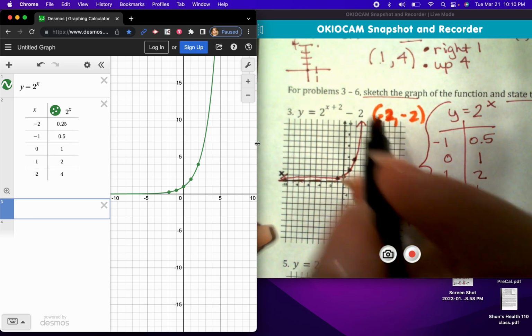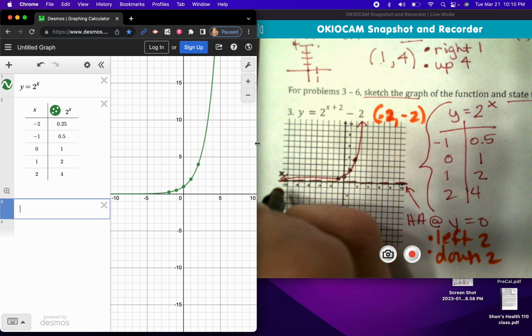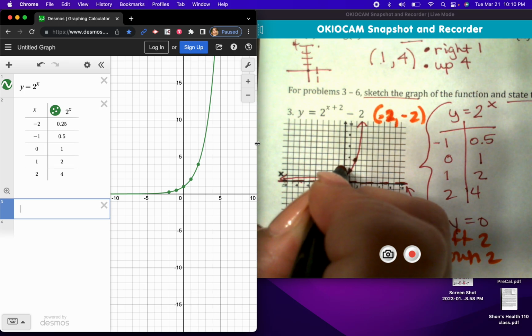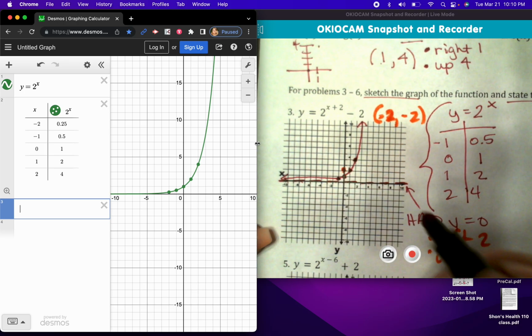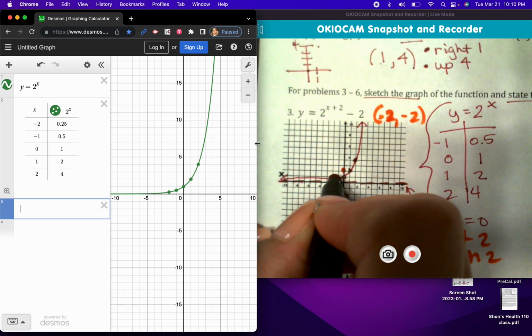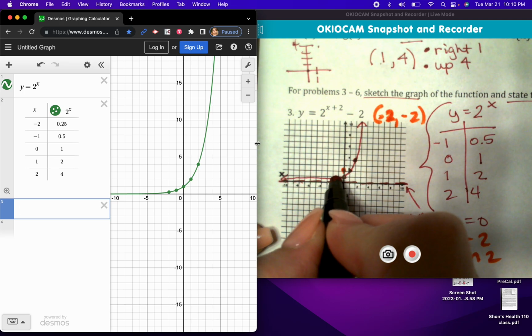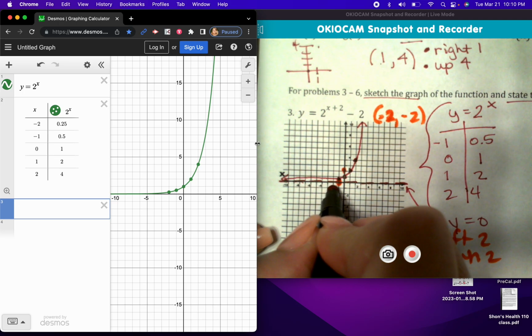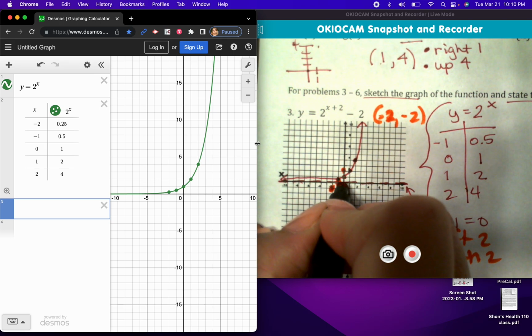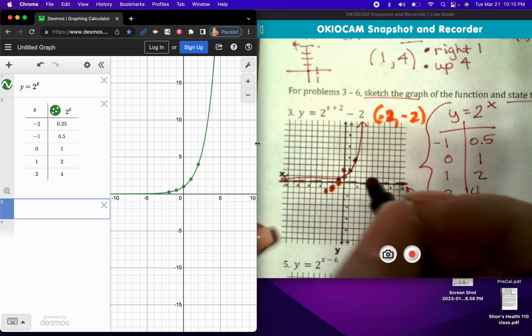Now what that means is that every one of these ordered pairs that we just plotted for 2 to the x is going to go left 2, down 2. So I'm going to put a new point with my new color. You want to use a different color if you can. Left 2, down 2. Now I'm going to take this point at 0, 1, left 2, down 2. And this point at -1, +1/2, and go left 2, down 2.